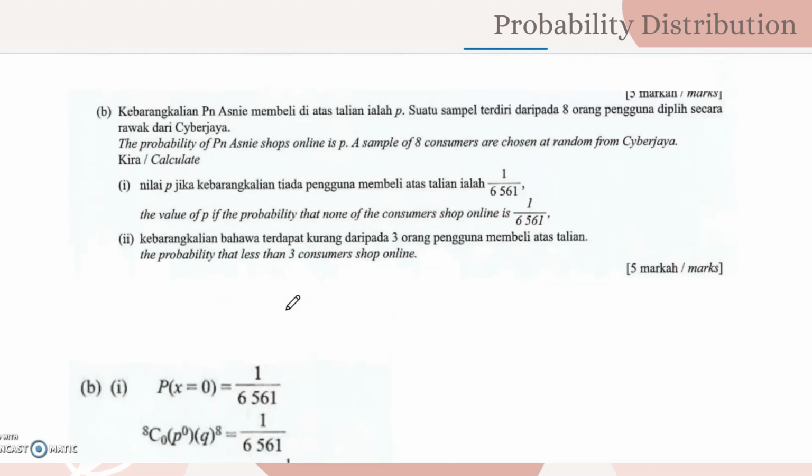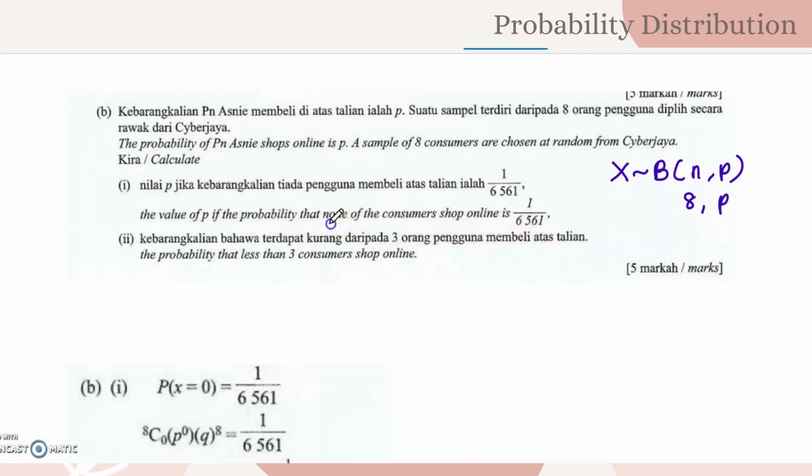Okay, let us proceed to question B. This is all about the binomial distribution. The probability that one shops online is p. A sample of consumers are chosen at random from Cyberjaya. So this is the parameter for the binomial, we have n and p here. We have a sample of 8 students, and p is not stated here. Find the value of p if the probability that none of the students shop online is 1.6561.